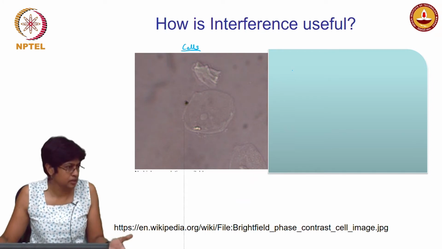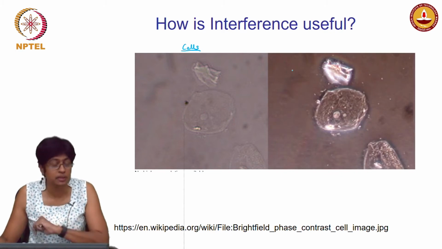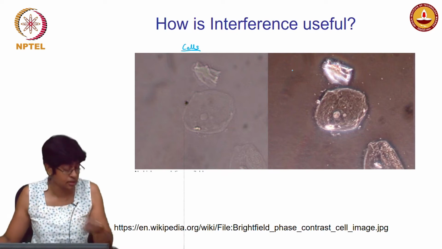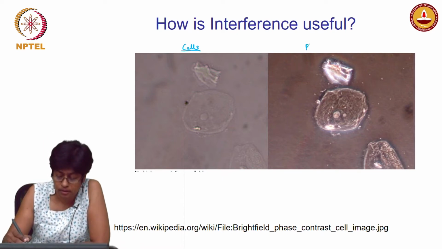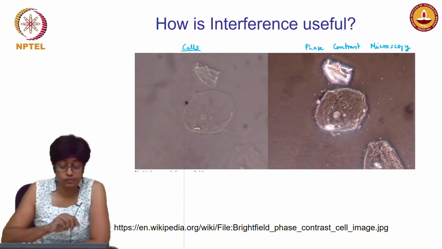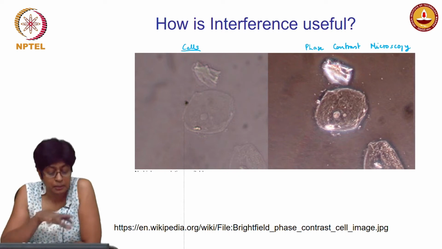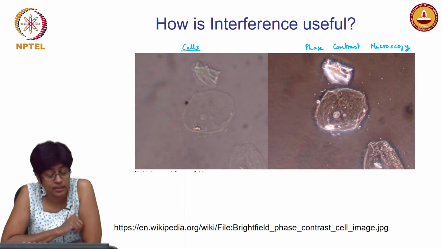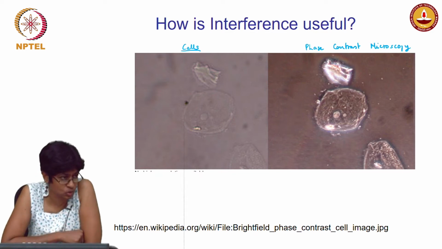So, there are many microscopic techniques which somehow extract that phase, and here I am just showing you an image of something that has been done using what is called phase contrast microscopy. Okay. So, we are not going to go into the details of what has been done, but the image on the left was taken with a regular microscope. It is called a bright field image, and the image on the right has been taken with a phase contrast microscope.